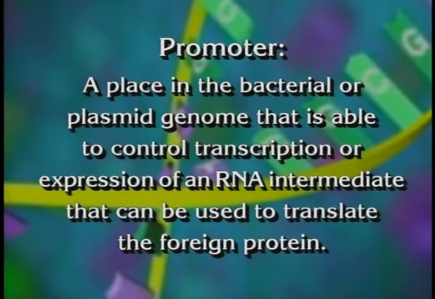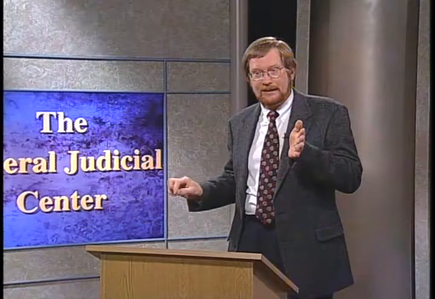The E. coli bacteria were the first and remain the most common to be used in a laboratory. And the important control elements, besides the protein-coding DNA sequence that's moved from humans, the most important control elements are called promoters. These are places in the bacterial genome or in a plasmid genome, or actually in a bacteriophage, bacterial virus, genome, that have been adapted to control transcription or expression of an RNA intermediate in bacteria that can be used to translate that foreign protein in a context that's completely foreign to the original gene, let's say, the human insulin gene, which would not be expressed in E. coli without those manipulations.